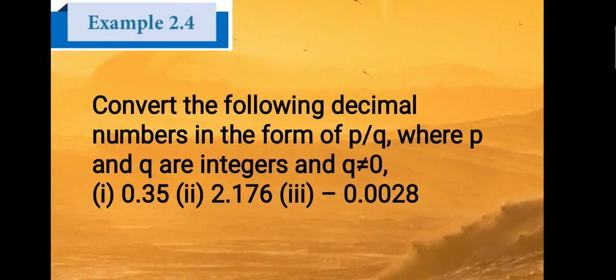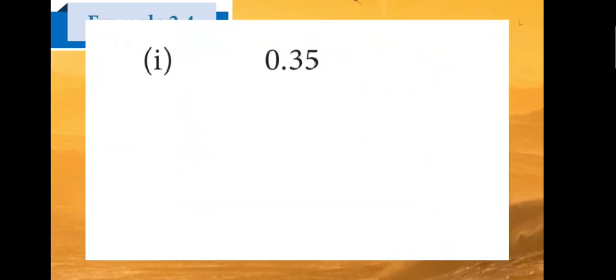Consider example 2.4. Here, convert the following decimal numbers into the form p/q. So we have to convert the following decimals into fractions, where p and q are integers and q is not equal to 0. Consider the first subdivision: 0.35.